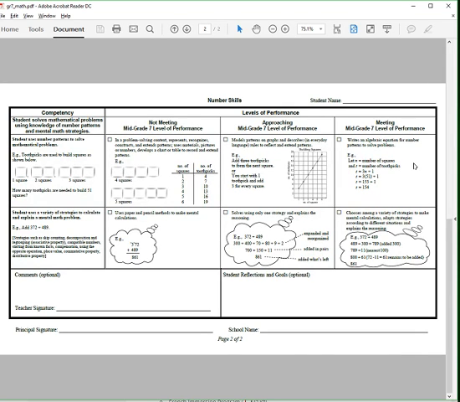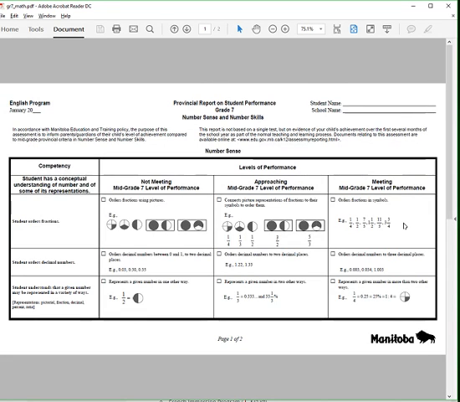And the last one is that students use a variety of strategies to calculate and explain a mental math problem. So if students can only do one method, or use paper and pencil, this is not meeting. Approaching is that they can only do one strategy, but they can explain the reasoning, but it's not that traditional strategy. And the meeting level would be that they're using a variety of strategies depending on whatever problem was asked of them. So those are the 5 different competencies for the grade 7 Manitoba assessment in number sense and number skills.